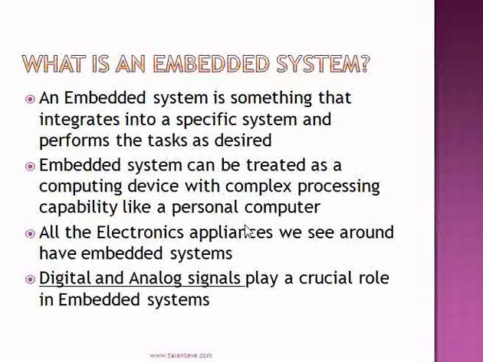So to put it simply, an embedded system is one which has some intelligence embedded into it and can perform various actions based on the requirements. When we say actions being performed, the entire communication internally happens digitally. There are also analog signals which are involved. So we can say that the digital and the analog signals play a crucial role in embedded system.